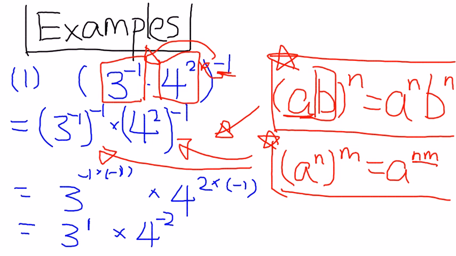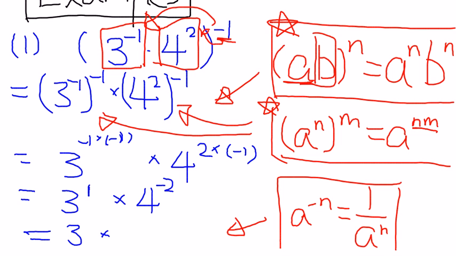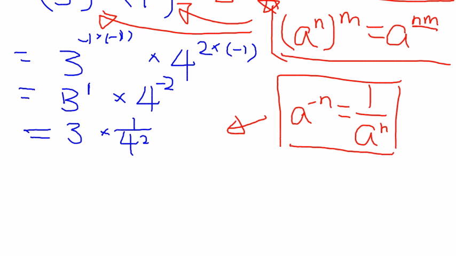And how to get the final answer? Now this number becomes 3 and times, we have to use the following rule now. That's 4 to the power negative 2 becomes 1 over 4 to the power 2 here. So we get that the final answer here must be 3 over 16. That's the final answer to this problem. Let's try a second problem here.